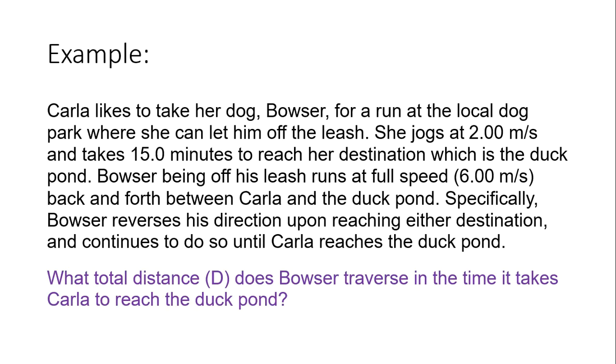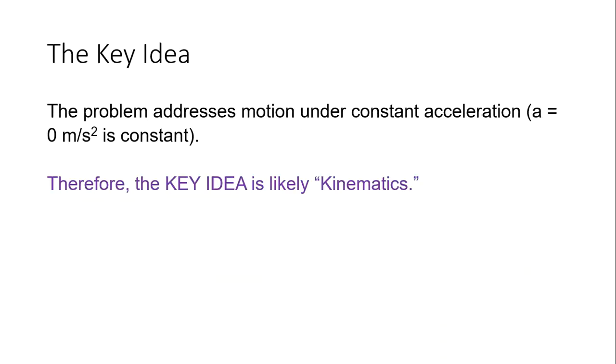So an example, Carla likes to take her dog Bowser on a run in the local dog park, where she can let him off the leash. She jogs at 2 meters per second and takes 15 minutes to reach her destination, which is the duck pond. Bowser, being off his leash, runs at full speed, 6 meters per second, back and forth between Carla and the duck pond. Specifically, Bowser reverses his direction upon reaching either destination and continues to do so till Carla reaches the duck pond. What total distance d does Bowser traverse in the time it takes Carla to reach the duck pond?